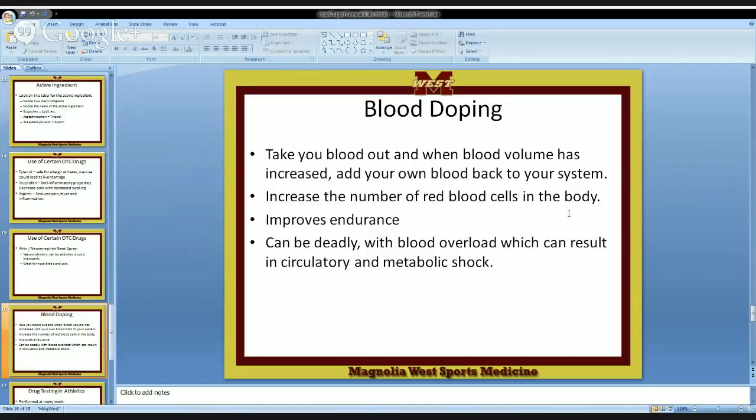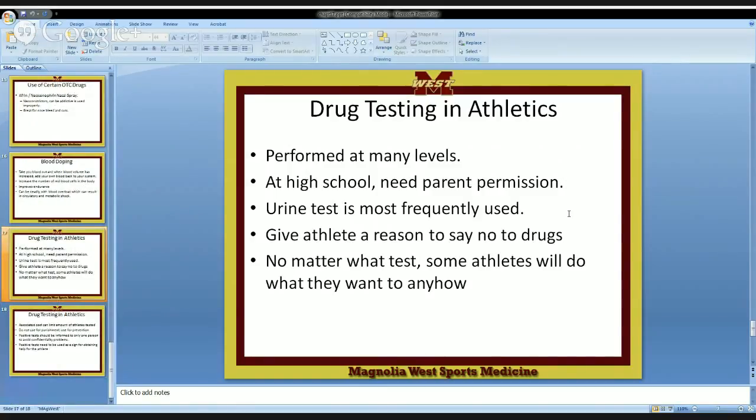Well, think about that. Holy smokes, what's going to happen to your blood pressure? It's probably going to go up because you've got too much blood running through your plumbing. So it can be deadly with the blood overload, which can result in a circulatory and metabolic shock. But these people will do this for the Olympics, like the cross-country skiers, marathon runners, etc. Not a good idea. So blood doping is not too cool.